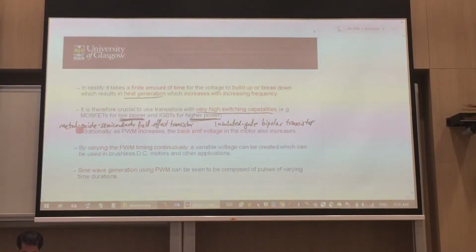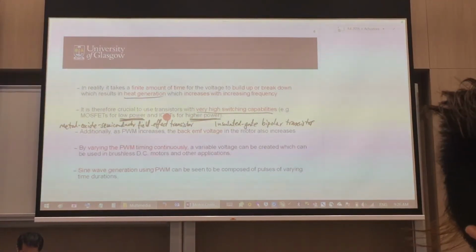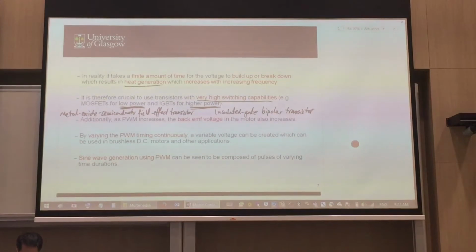I won't go into details about the MOSFET mechanism and the IGBT mechanism. You just need to know that there are these two types of transistors, one for low power and the other one for high power. So there's another thing to note.